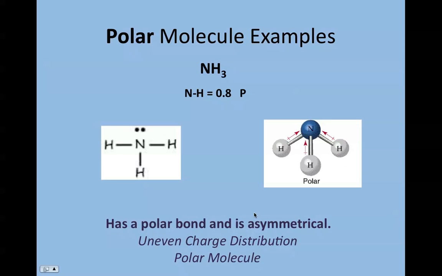Finally, for our polar molecules, we have ammonia, NH3. The difference between N and H is 0.8, so we do have 3 polar bonds. However, the shape is asymmetrical, so it doesn't pass more than one line of symmetry. So we have polar bonds, and it's asymmetrical. We can see that we have nitrogen, which gets that partial negative, and then 3 hydrogens become partially positive. You can see the vectors drawn here towards the nitrogen. So we would have a high density of electrons around the nitrogen. Thus, these polar bonds and the asymmetrical shape give us an uneven charge distribution.